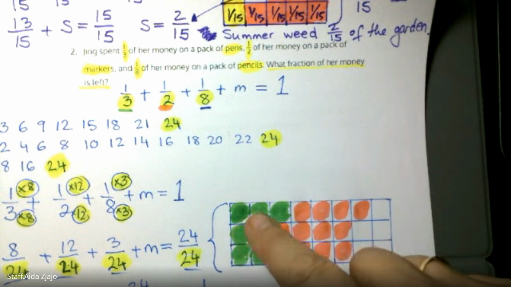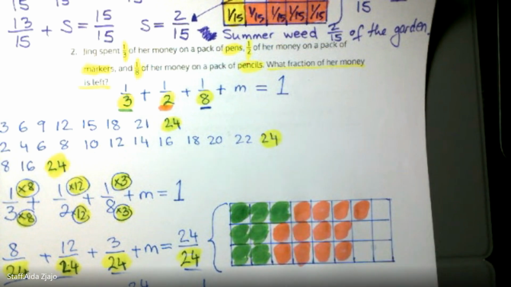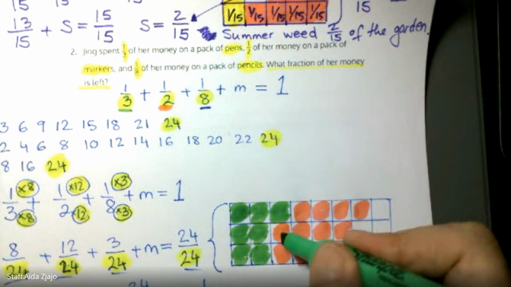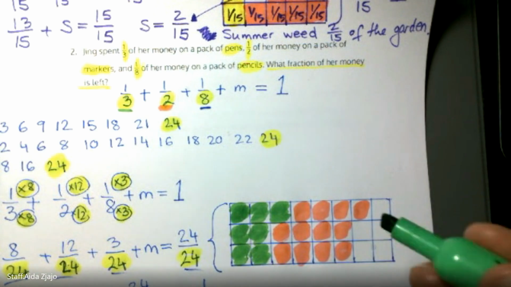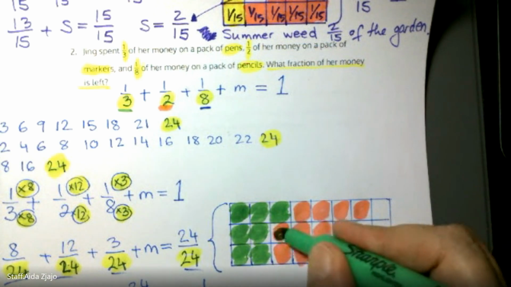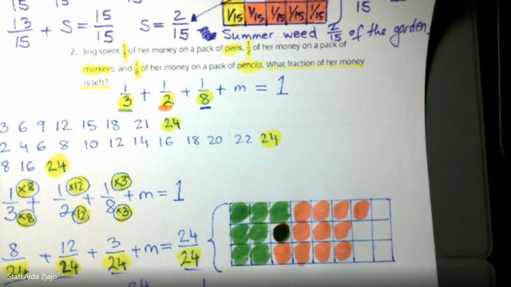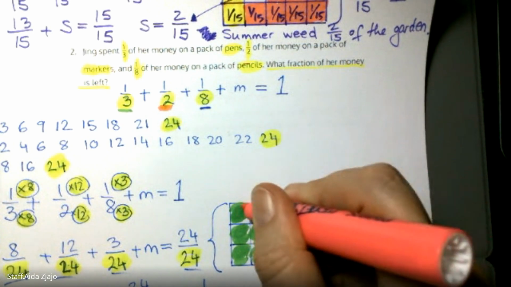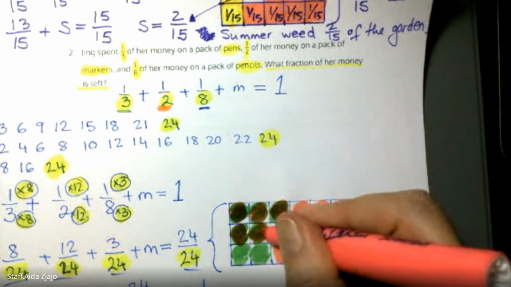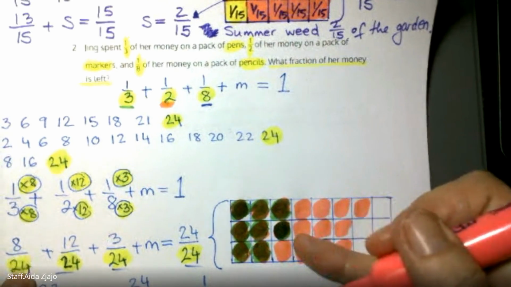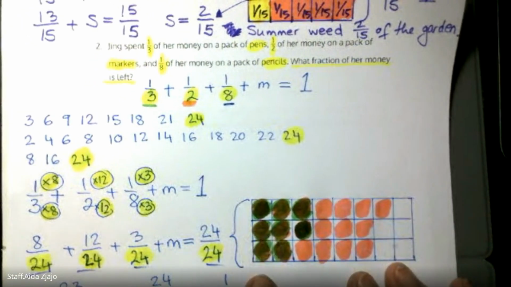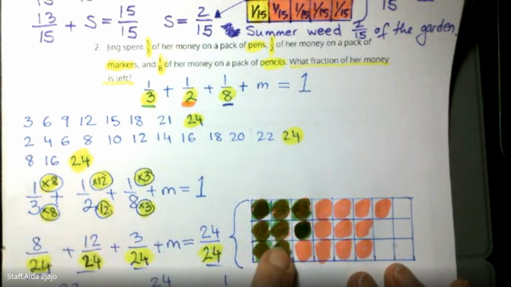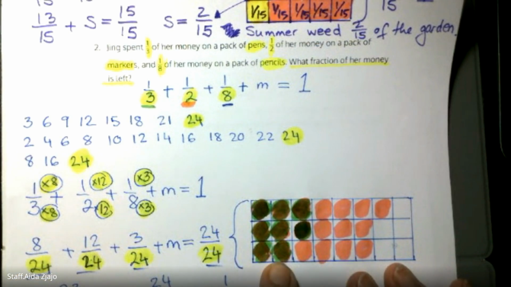1, 2, 3, 4, 5, 6, 7. Oh, I messed up. I need one more. What am I going to do? Hold on. Let's do this. It's okay. I made a mistake. You see how silly a mistake you can make. I highlighted only 7. 1, 2, 3, 4, 5, 6, 7, 8 24ths represents 1/3.